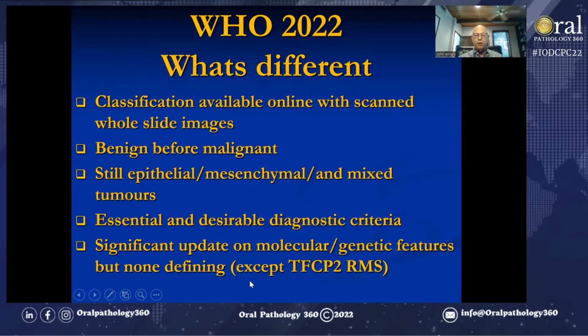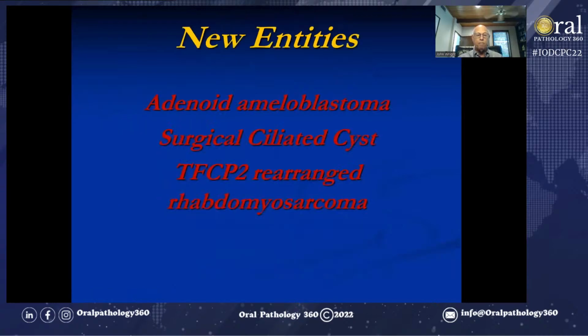Despite the significant molecular update of all of these lesions, virtually none of them are diagnostic, except a new rhabdomyosarcoma that was first reported in 2018, and all oral pathologists should be familiar with this. So I will include that in my talk today also. These are our new entities to the classification, not really many. Adenoid ameloblastoma, not new, but new to the classification. Surgical ciliated cysts, not new, new to the classification.